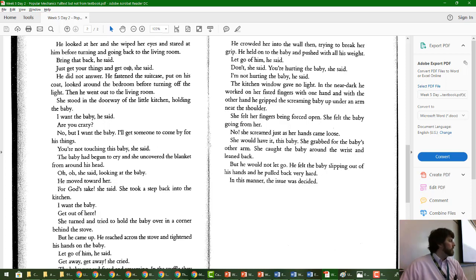Get your things and get out, she said. He didn't answer. He fastened his suitcase, put on his coat, looked around the bedroom before turning off the light. Then he went to the living room. She stood in the doorway of the little kitchen holding the baby.